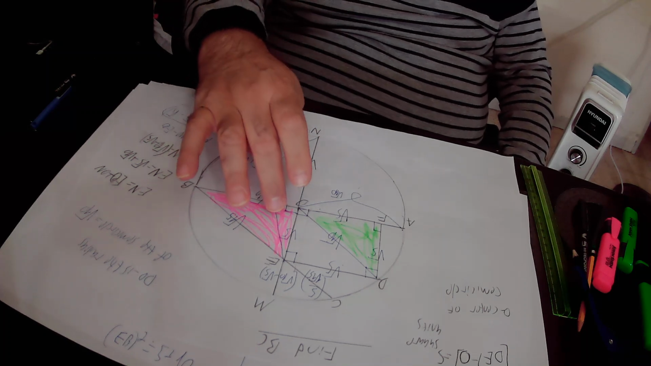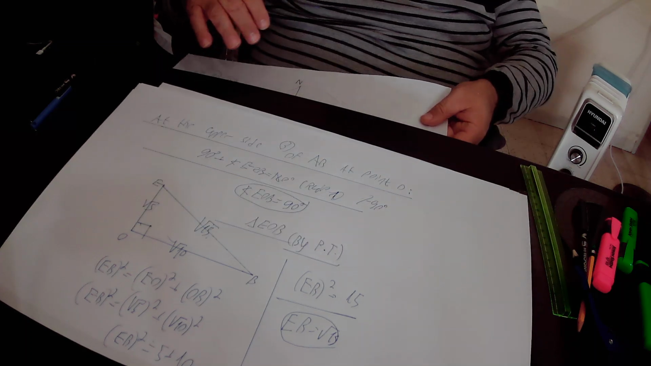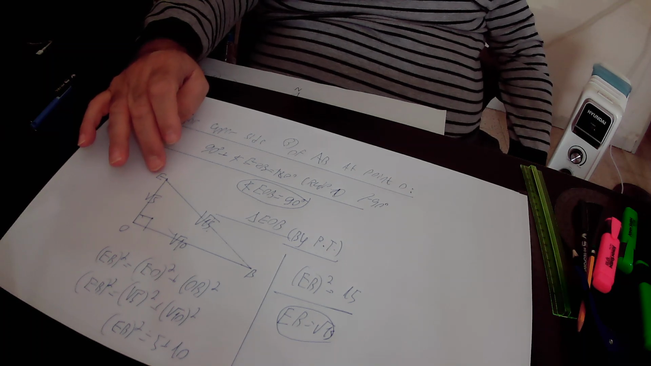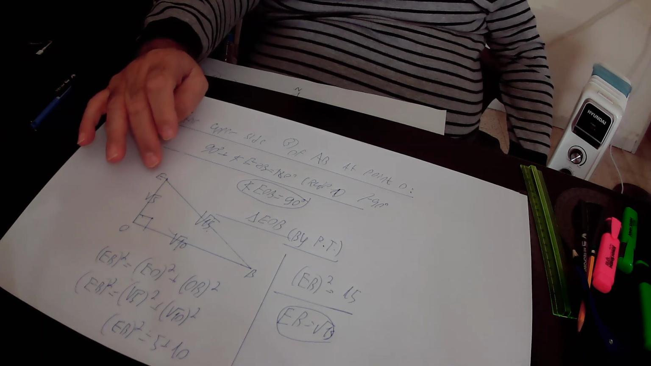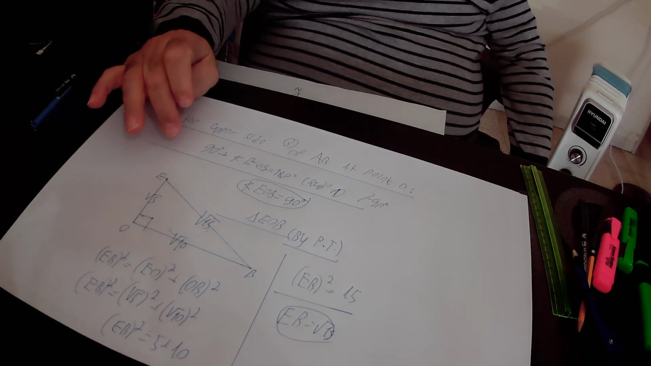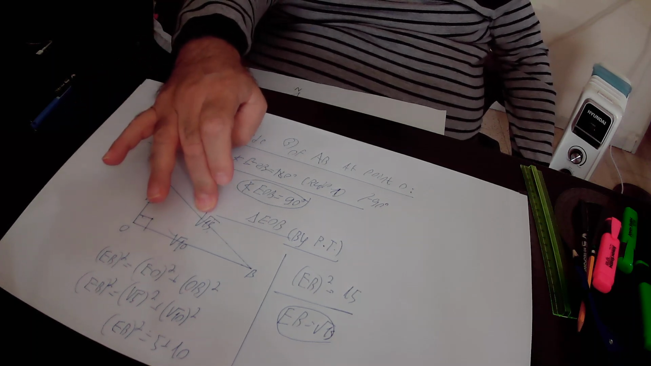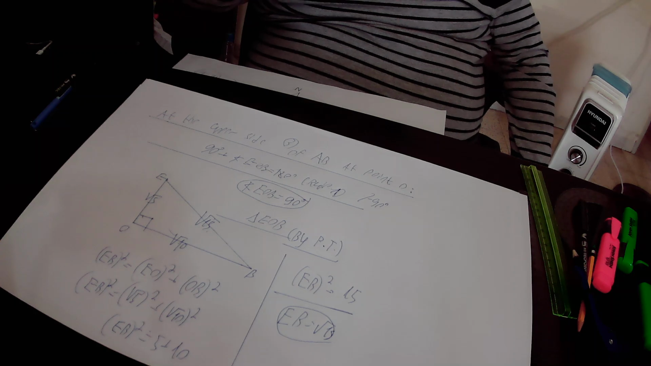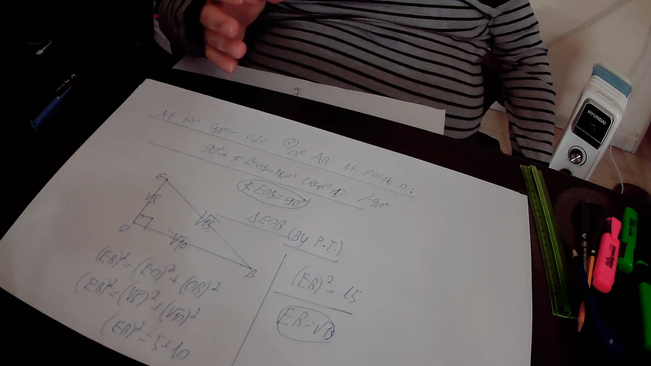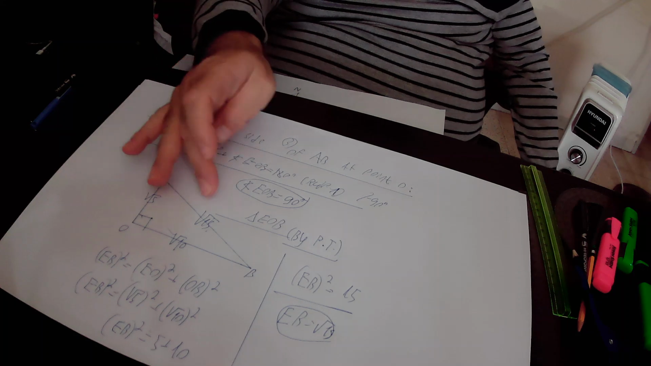So I copied the right pink triangle EOB onto a new page, and we implemented the Pythagoras theorem on it. This is the right triangle EOB that I copied from the original drawing. We know that EO equals the square root of 5 units, OB equals the square root of 10 units, and EB is the missing side, which is the hypotenuse of this right triangle.